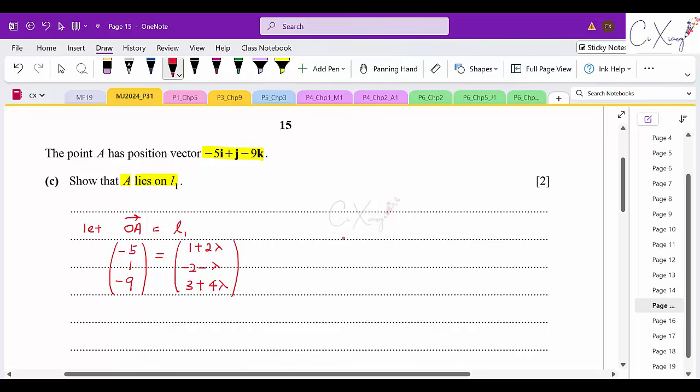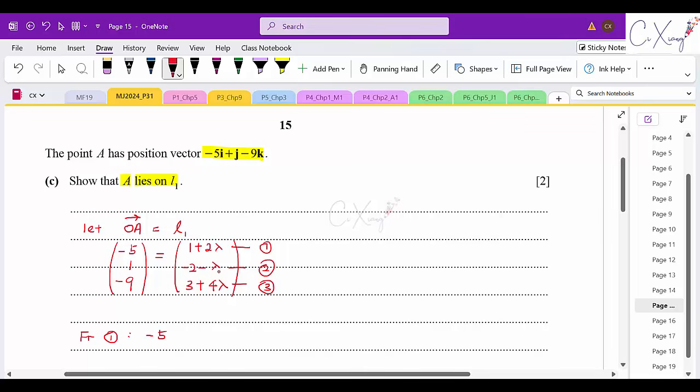To prove that the point A lies on the line L1, what we need to do is find out all the lambda in these 3 different equations here. If the lambda has all the same value, that means the point A lies on the line. If the lambda has different values from the three equations here, then A is not lying on the line. So I will label these as equation number 1, equation number 2, then equation number 3.